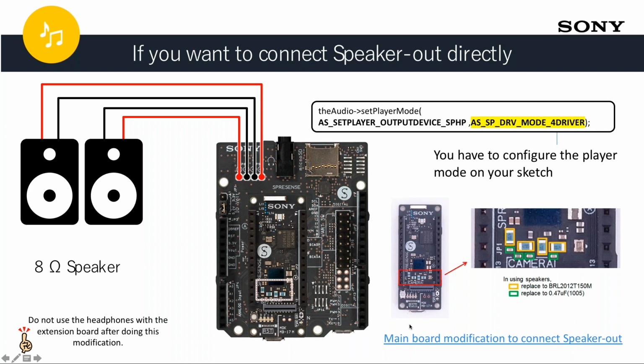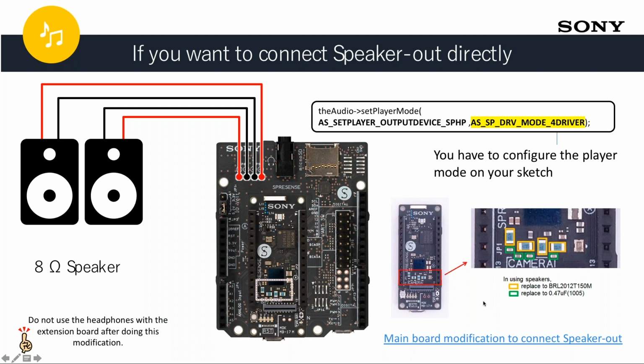This is our main board, and there are two places. You need to modify the resistors, and you need to modify the capacitors here. The information is written here. So I have the green blocks and the red blocks here. The green is your capacitor, and the yellow one is your resistors, and you need to change those, modify those.